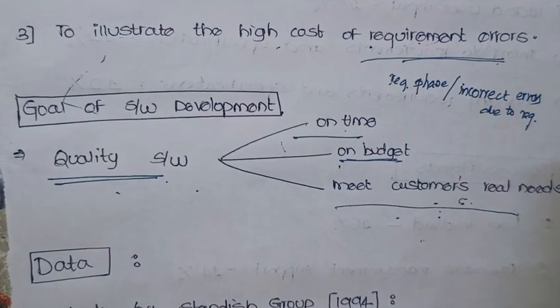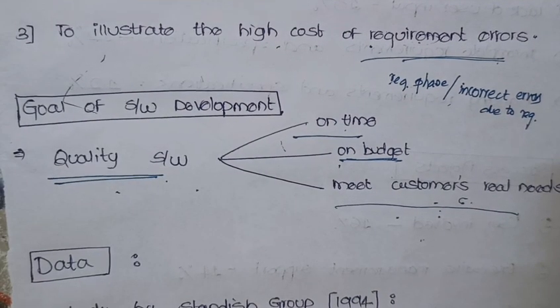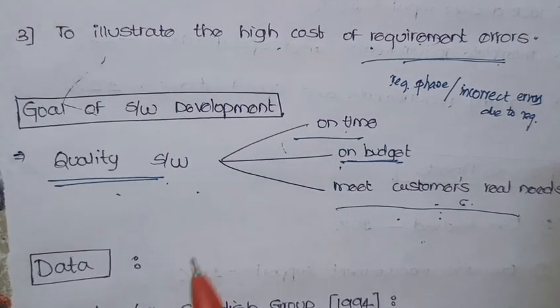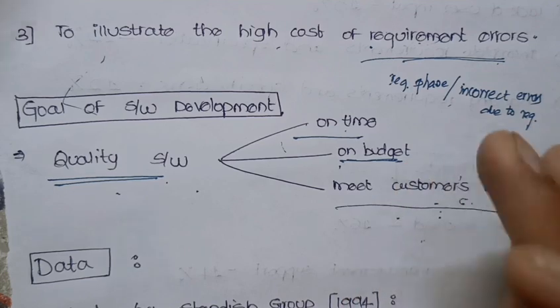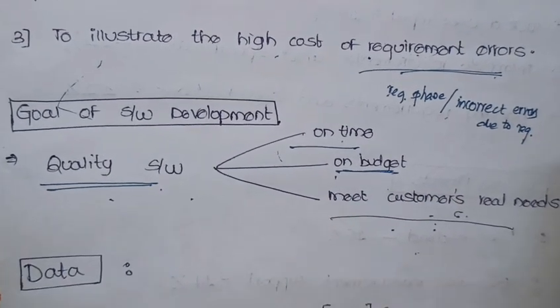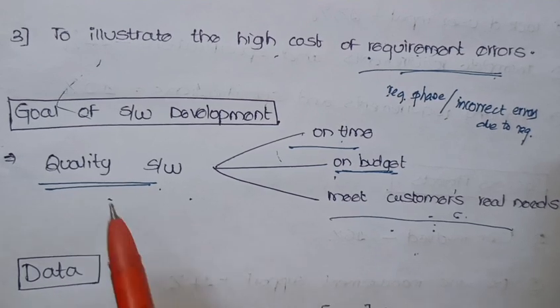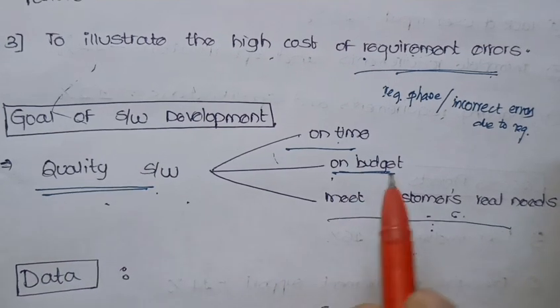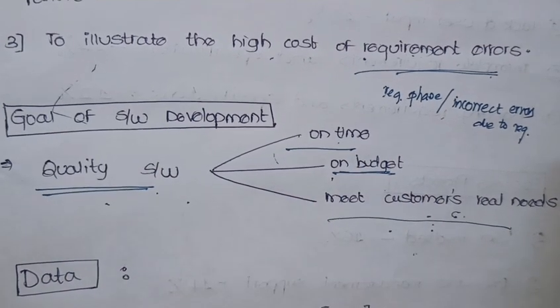There will be a time limit, where we have to submit the software before the deadline, within the time specified in the software contract, and on budget. What is on budget? Every software, we can't use a lot of cost or money for a small software, so we have to allot money to each software development as specified according to its size or complexity. So we have to develop quality software on the budget which is specified before the development of the project.